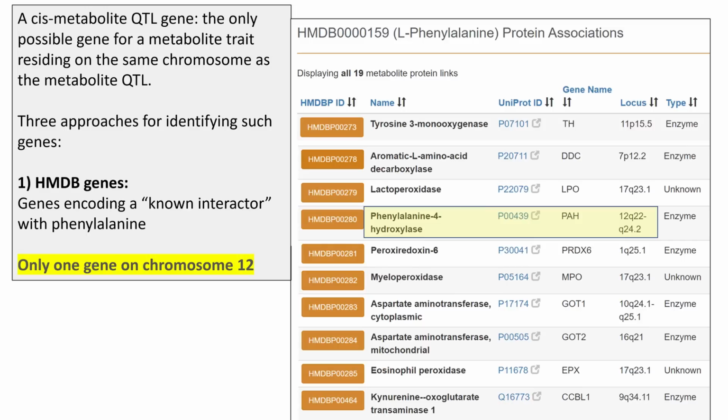As you can see, only one of these happens to live on chromosome 12. And so if we assume that the causal gene for phenylalanine is a protein that acts on phenylalanine, HMDB is only giving us one option, which is phenylalanine 4-hydroxylase.